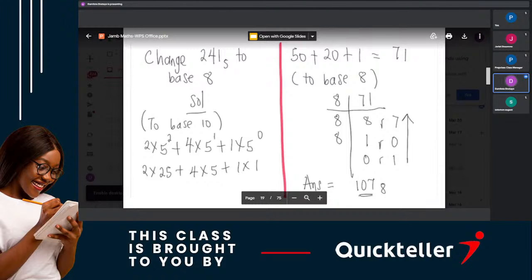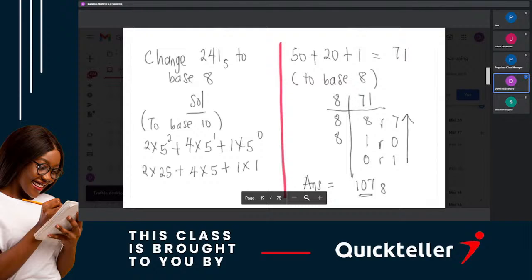Okay, 2 times 25 plus 4 times 5. 5 raised to the power 1 is 5. Then 1 times 5 raised to the power 0. That is not 0, it is 1. Very important: any number raised to the power 0 is not 0, it is 1. Even if it is 100 raised to the power 0, it is 1. Even if it is A raised to the power 0, it's still 1. That is the general mathematics rule.